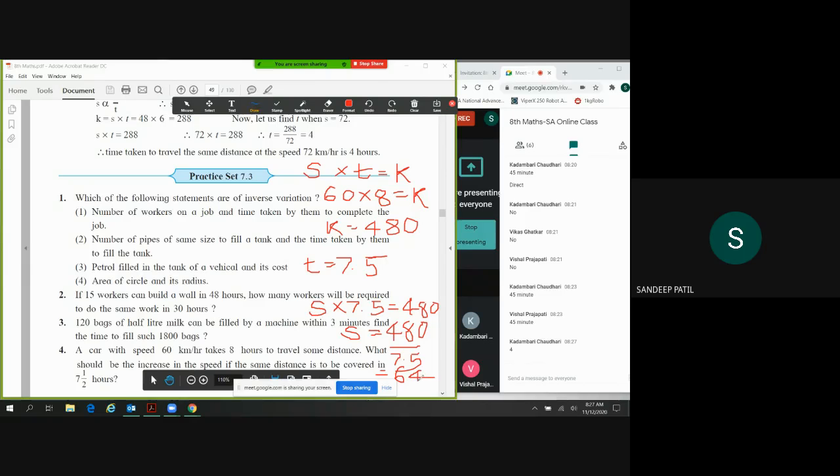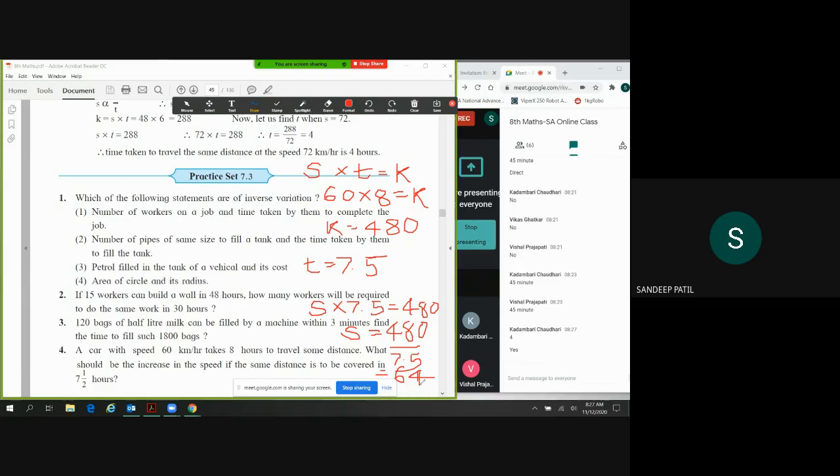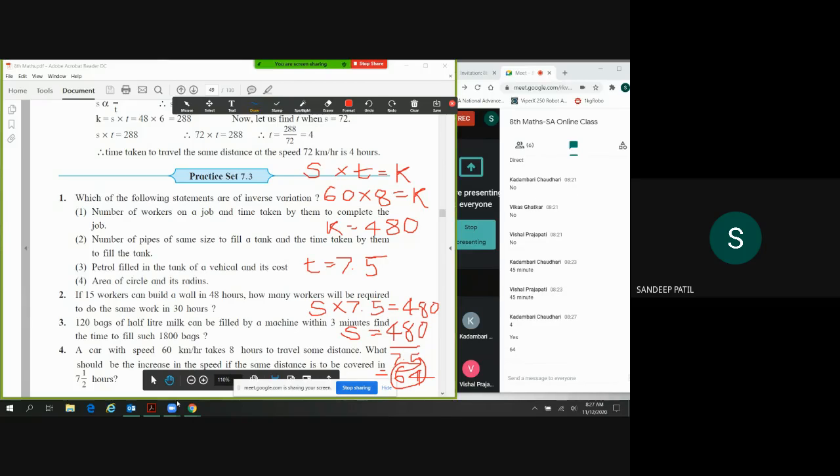No, this answer is not final. Speed is 64. Yes, in the question they have asked about what should be the increase. So 64 minus 60 becomes 4. So here the speed will be 64, right? Or the increase in speed, because they have asked about the increase in speed. So what will the increase in speed be? 64 minus 60. So that is 4.